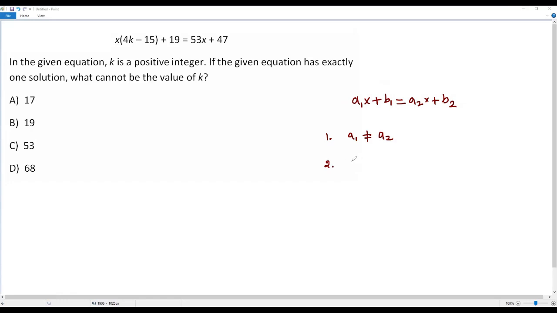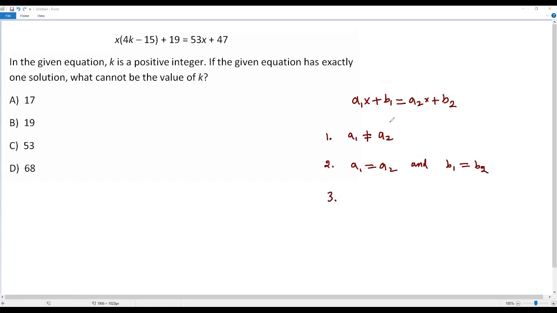Now let's consider the second case. That is, this equation has infinitely many solutions. Then the coefficient of x on the left side and the coefficient of x on the right side must be equal. And also the constant terms must be equal. That is, the values of b1 and b2 must be equal. So in this case, this equation will have infinitely many solutions.